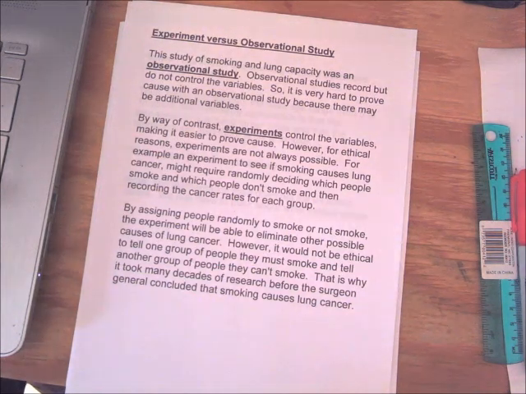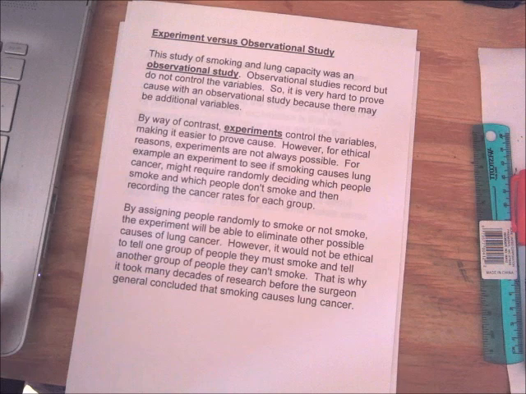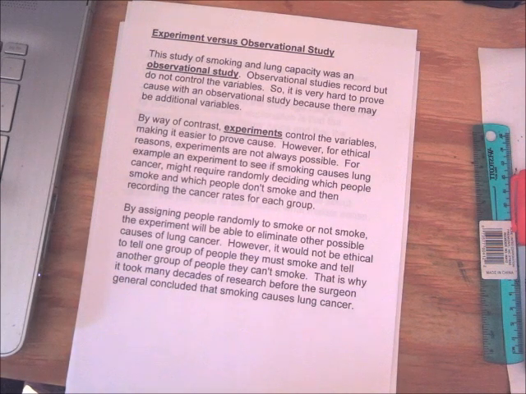So, for example, you might tell one group of people they can't smoke, and tell another group of people they have to smoke, and tell both groups of people they have to eat exactly the same foods, they have to live in exactly the same place, make all the other variables the same, except for that one variable, smoking. That's the only variable that's going to be different. And if you have an experiment, then you can determine cause.